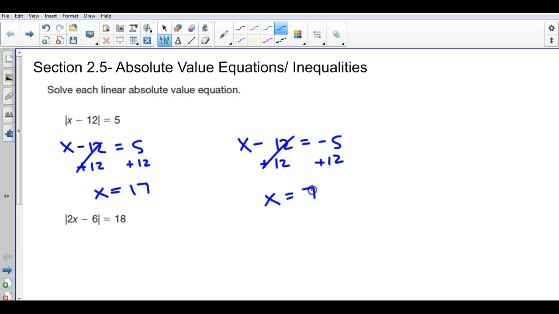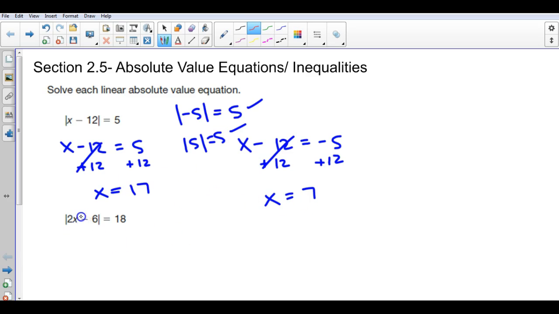So if I take 7 and substitute it in here, 7 minus 12 is -5. The absolute value, though, of -5 is +5. The same thing, if I take 17 and substitute it for x, 17 minus 12 is 5, and the absolute value of 5 is still 5. So that's why both of these answers to that equation satisfy the absolute value part. So these are both of your answers.